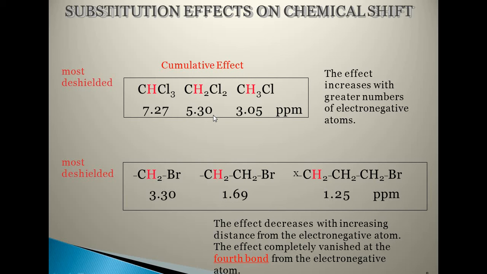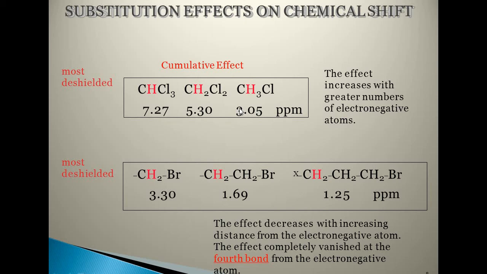It means the delta value is moving away from TMS, which means it is going downfield. So when you add more chlorine atoms, your delta value shifts from TMS to downfield, or you can say the delta value increases. The effect increases with a greater number of electronegative atoms. So in the substitution effect, if we substitute more electronegative groups, more de-shielding will be observed and the delta value will be higher.